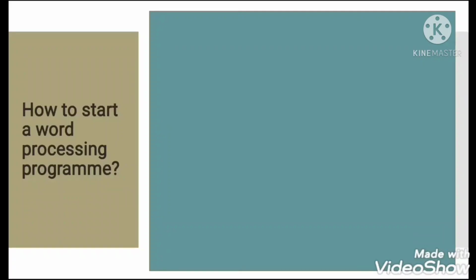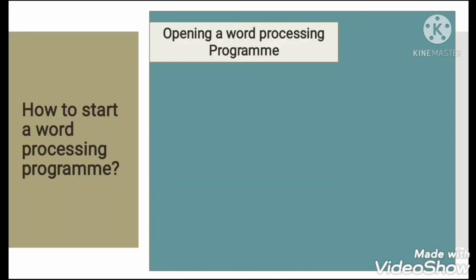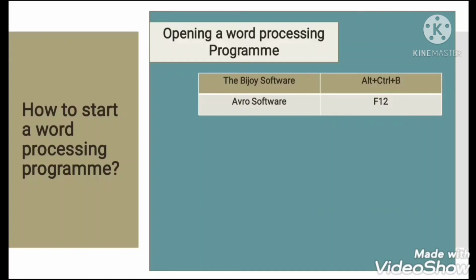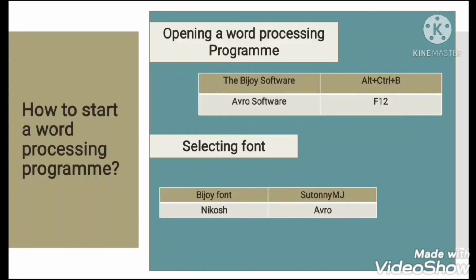We have discussed many more things, but I have not yet told you how to start a word processing software. Can you guess how to start a word processing software? Yes, if you want to open a word processing program for Bijoy software, you have to press Alt, Ctrl and B together. For Avro software, you have to press F12 for Bangla typing. And if you want to select the font, there are different types of fonts, then for Bijoy you have to go for SutonnyMJ and Nikosh for Avro.